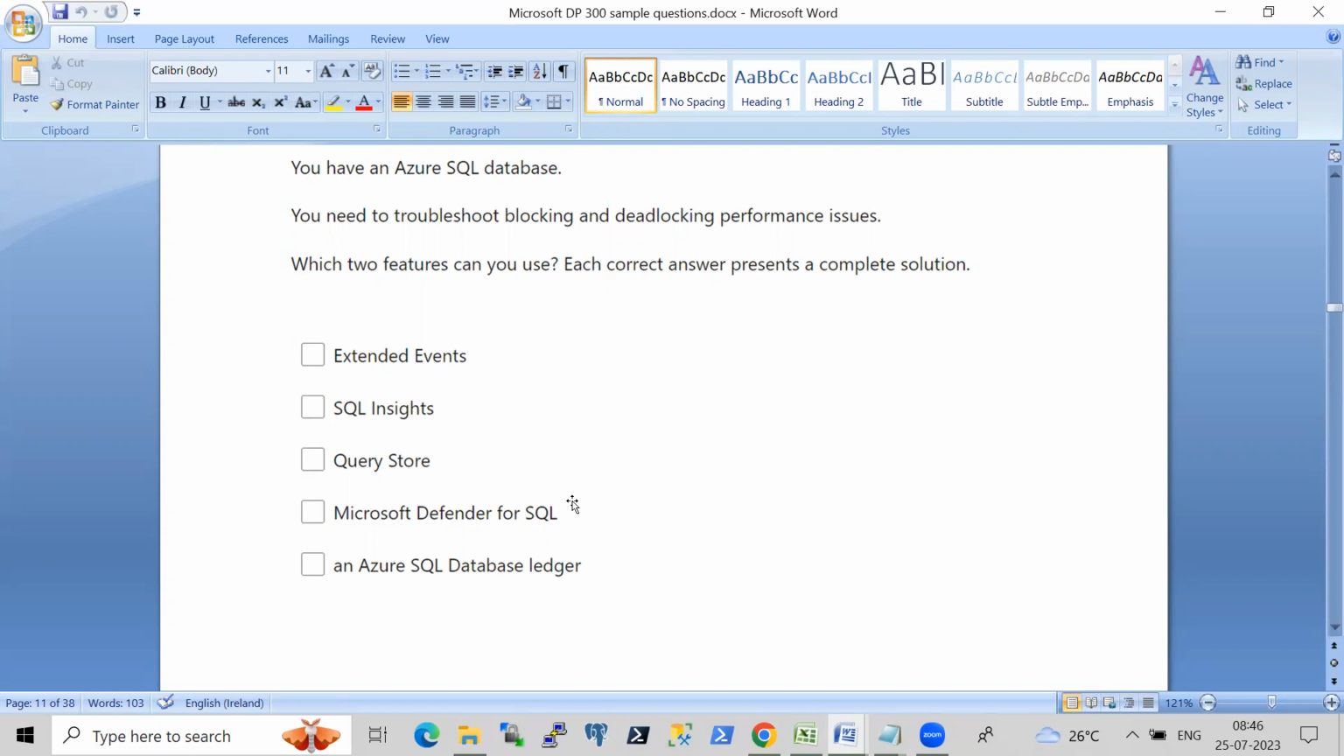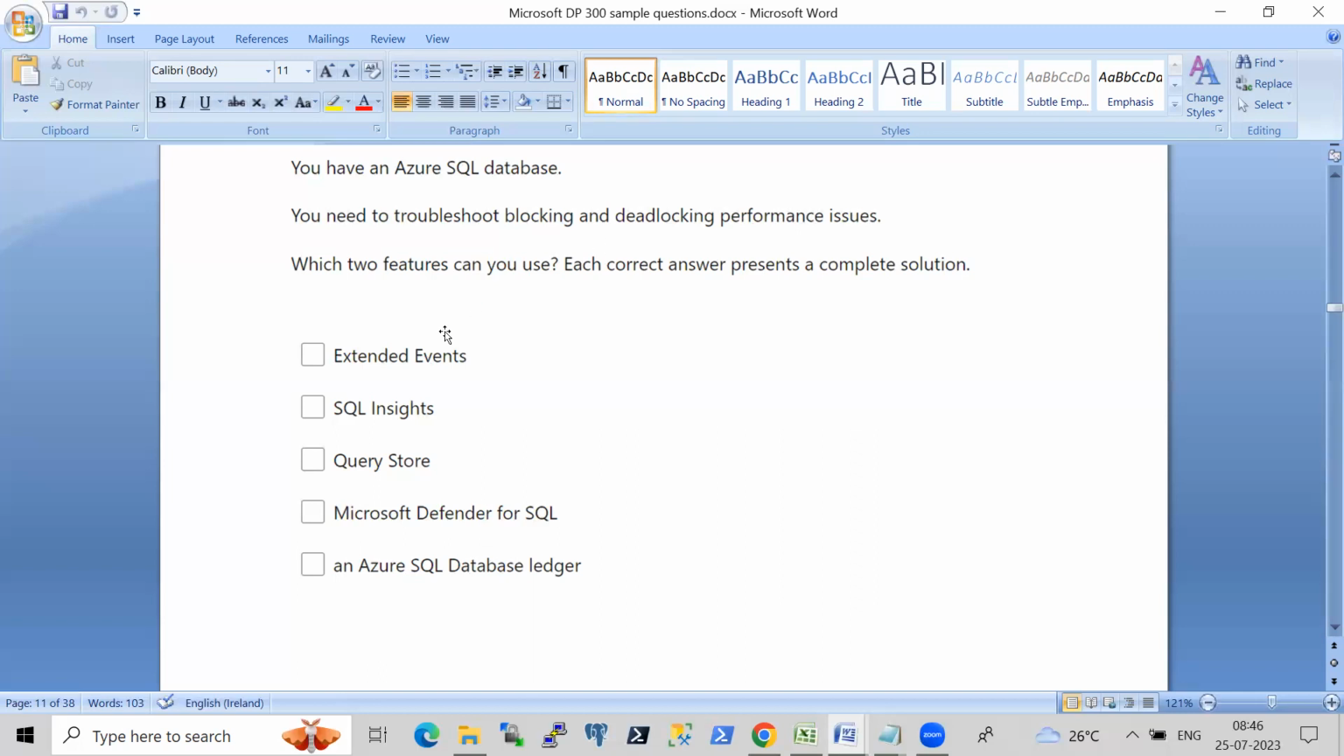The next option, query store. For your information, I know people have this tendency. Query store will not give you anything with blocking or deadlocks. It will give you locking information. It will not pinpoint the blocking or deadlocks, especially deadlocks. So query store is not the right option. He said deadlock also, not just blocking.